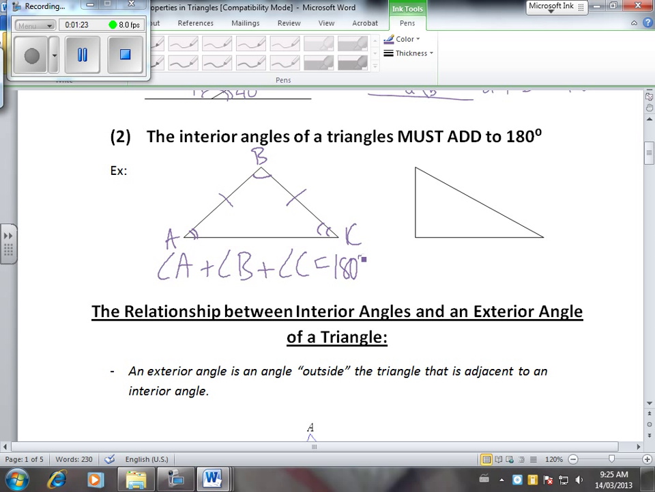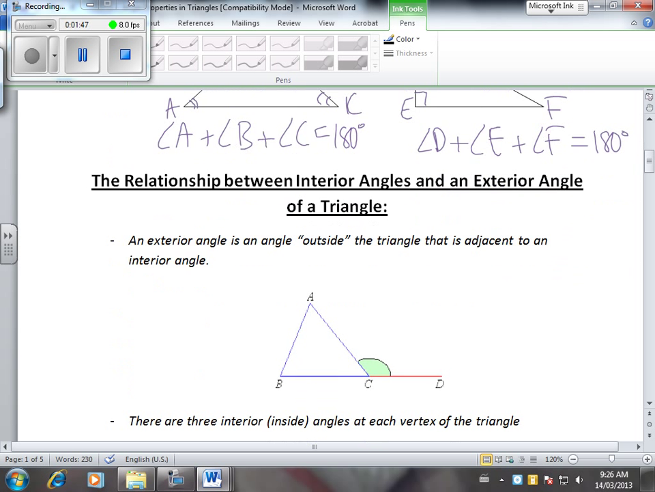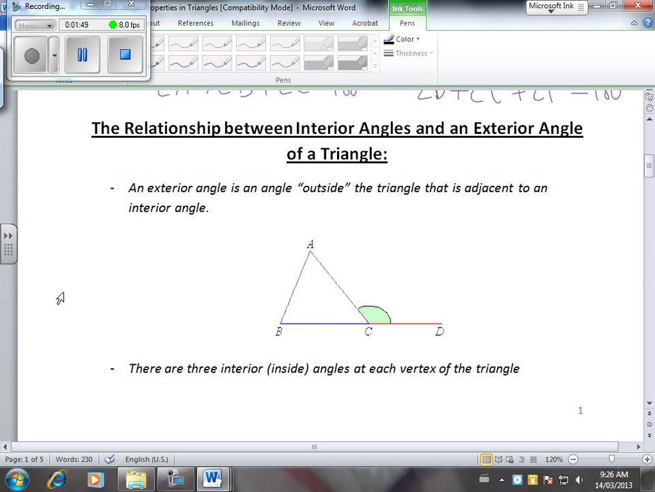And then this second triangle here, we'll call this DEF. This is what kind of triangle? This is a right angle triangle. So we know that angle E right away is 90 degrees, but we don't need to think about that right now. We just know that angle D plus angle E plus angle F equals 180 degrees. Okay, so let's look at the relation and an exterior angle of a triangle.